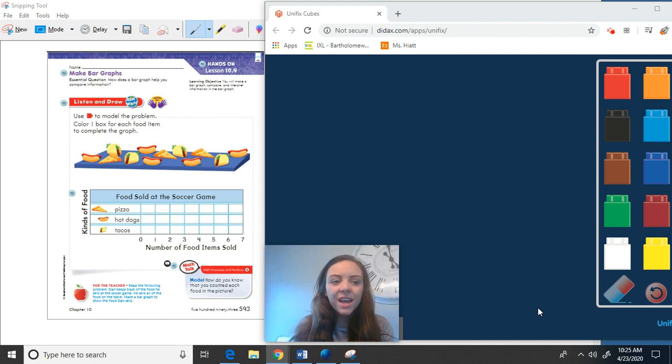Hi, first graders. So today we are going to be talking about bar graphs. And so we're going to talk about how to take data. Remember, we talked about how data is information about something specific and how to put it into a bar graph. And then we're going to talk about how to look at the bar graph to get information from it.